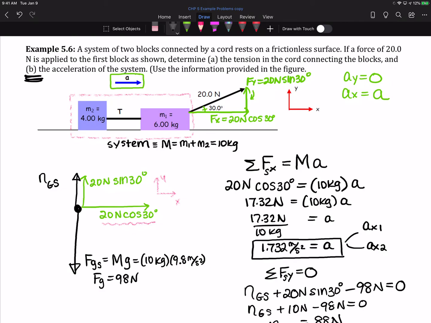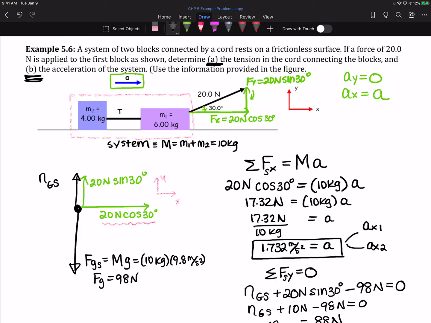It's just a nice way to do it because I didn't have to worry about the tension at this point, which was unknown. And regardless of which of those masses I looked at, if I looked at them individually, I would have to have known what the tension was to solve for the acceleration. So that leads us to part A. So I want to know what the tension is.